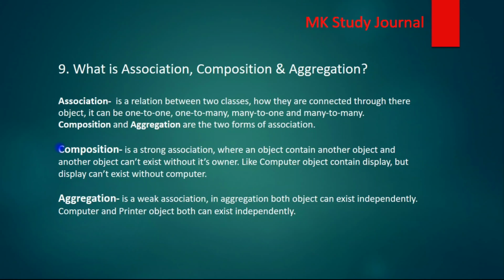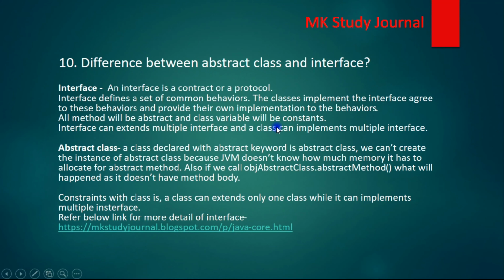And if we talk about aggregation, aggregation is a weak association. In aggregation, both objects can exist independently. If we take the example of computer and printer objects, the computer can exist independently, and the printer also has its own existence. So here there will be a relation of aggregation. So these are association, composition, and aggregation.